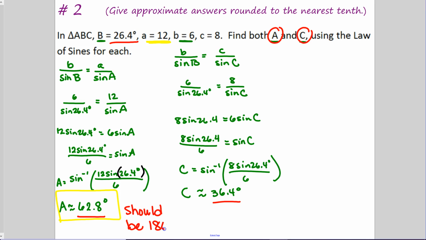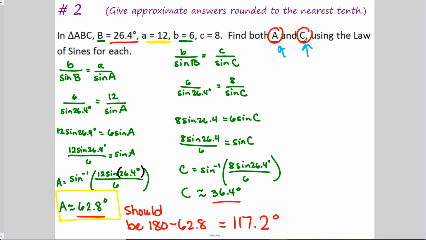So 180 minus 62.8, and that is 117.2. Okay, so how are we going to avoid this problem in the future? Well, I kind of forced this to happen to us by saying that we had to find both A and C using the law of sines.